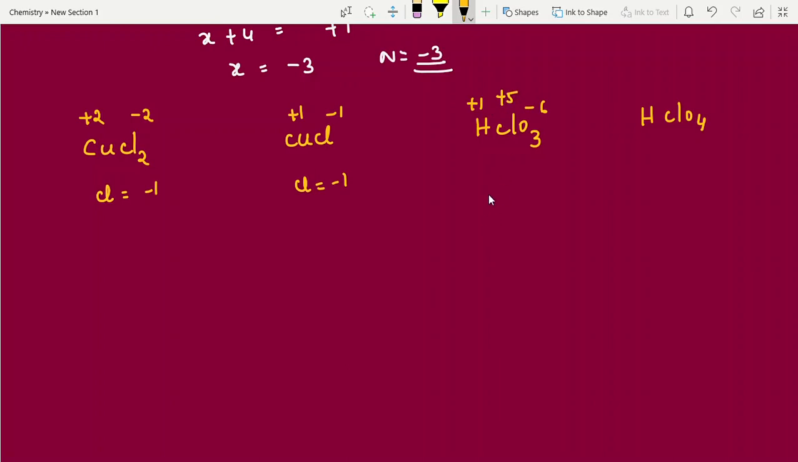Okay, method 1 I am not giving, method 2 only I am giving, to cover more examples. Students, each chlorine is +5. Definitely the central one only they will ask. Okay, calculating the oxidation state. This is -8, this is +1, definitely this is +7. That's it. Now next example.